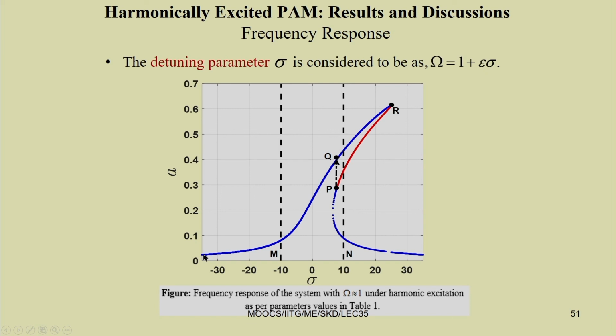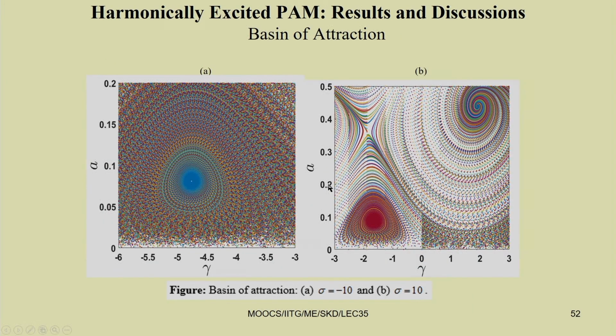Here again you just see, this is a stable branch and this is an unstable branch, and here we have a saddle node bifurcation, or rather we can have a Hopf bifurcation, and here we have a saddle node bifurcation. At this point, if we are reducing the frequency, you can see the system can jump from here to here. It can jump from here to that point.